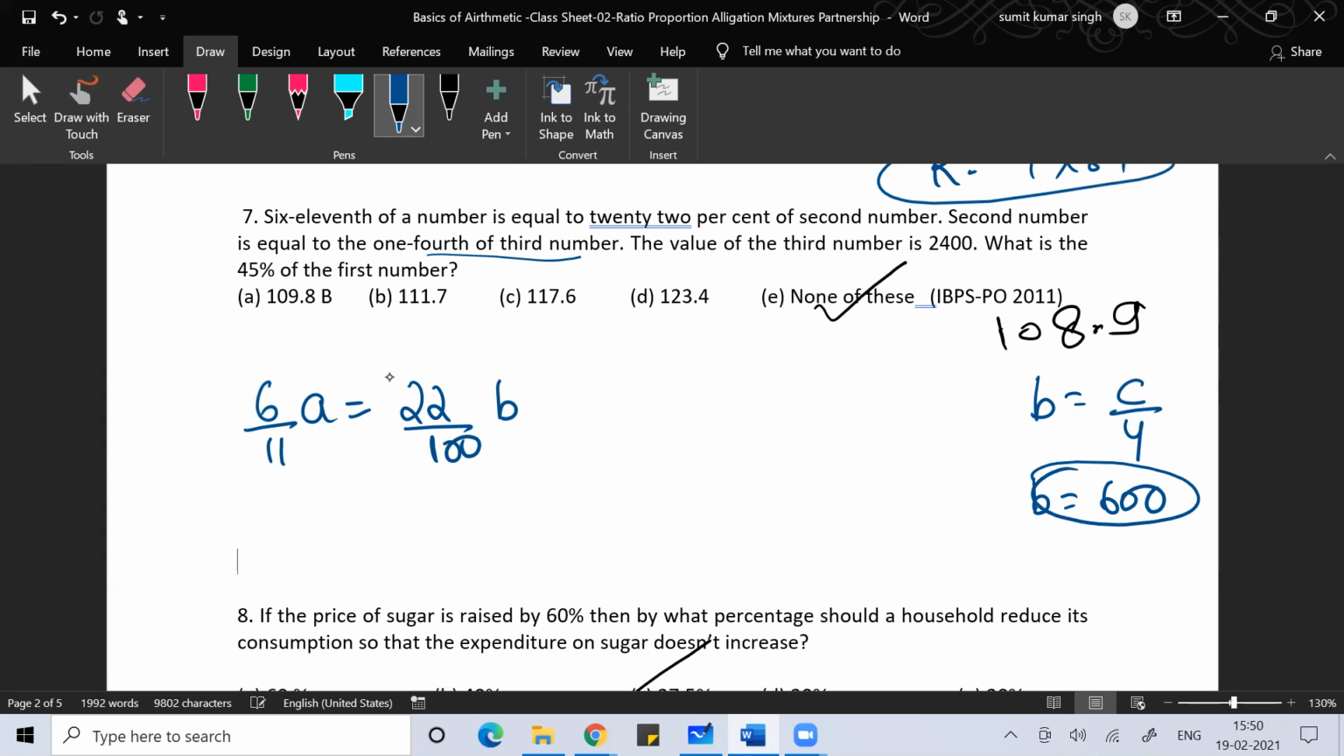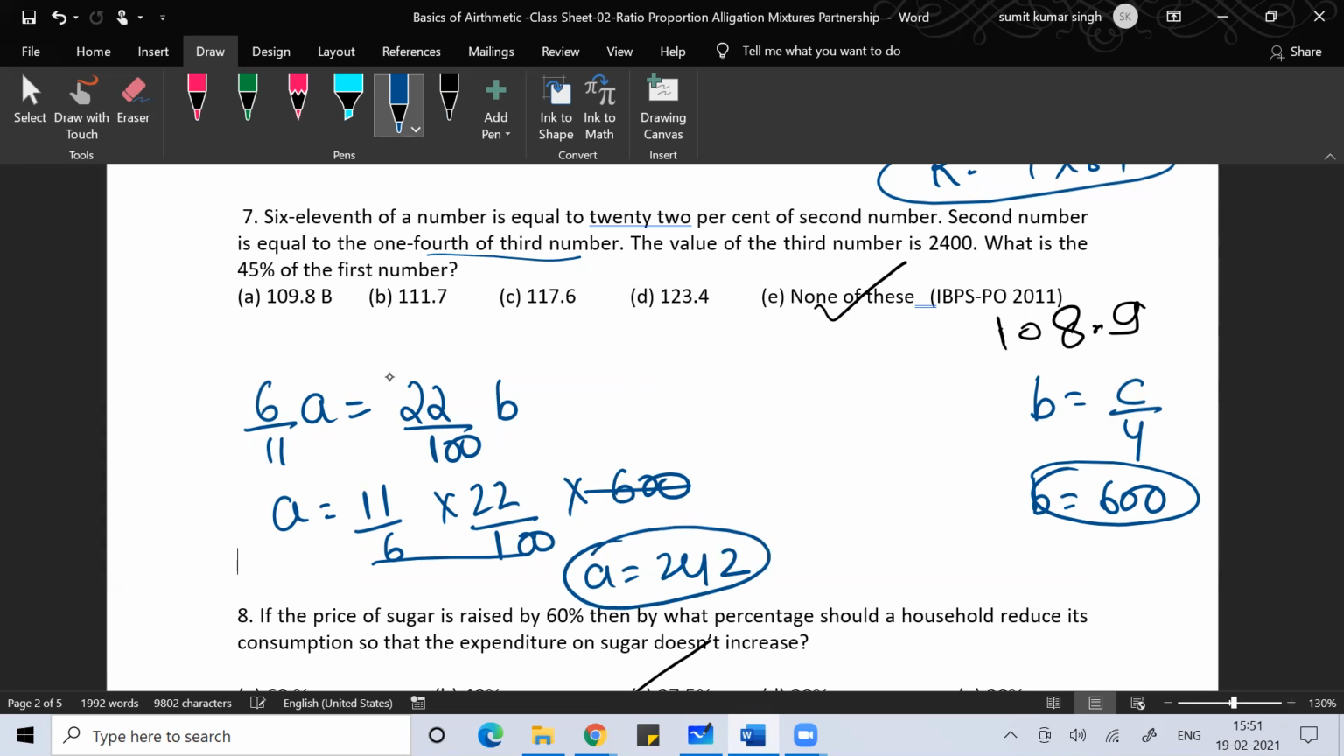So what is the value of A? A would be 11 by 6 into 22 by 100 into 600. Sorry, not 2400, the second number is 600, since 2400 divided by 4 is 600. The value of A is 242.